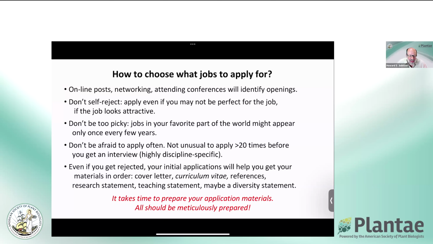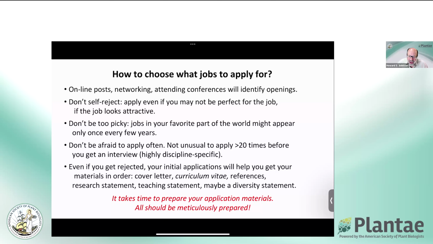You'll learn about what's available through online posts or advertisements. Networking, you may learn about positions. If you attend conferences, often there's a bulletin board in conferences or a website associated with the conference where people are advertising or doing like a preliminary advertisement for their openings. So when you look at these, you shouldn't be too narrow.